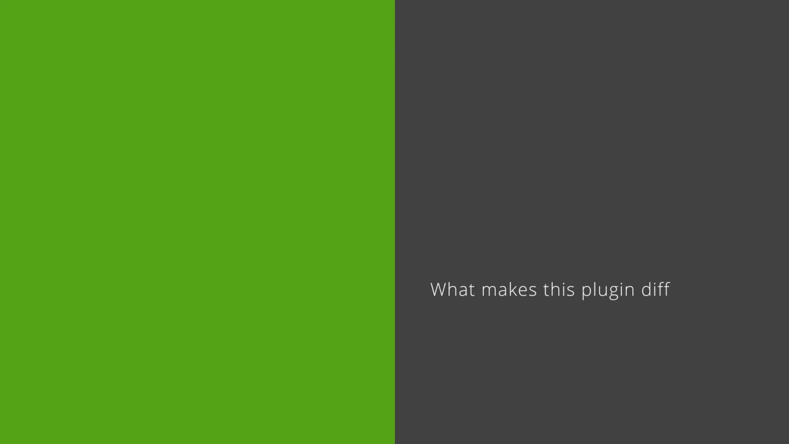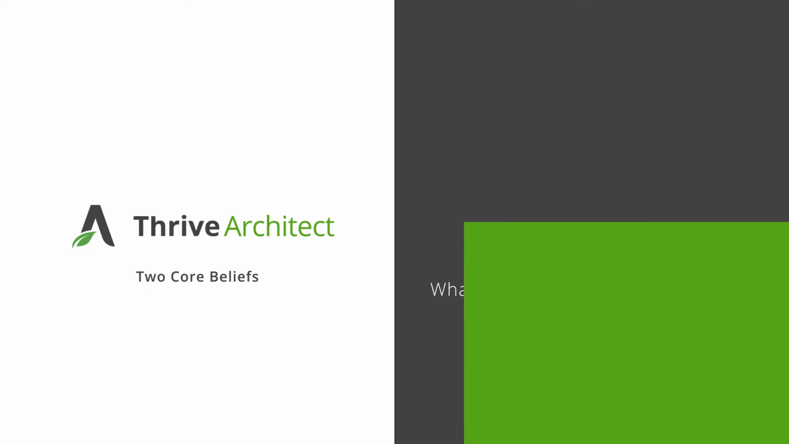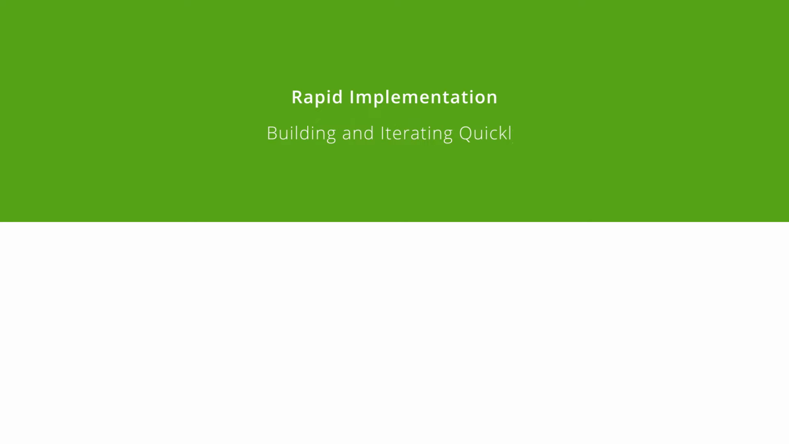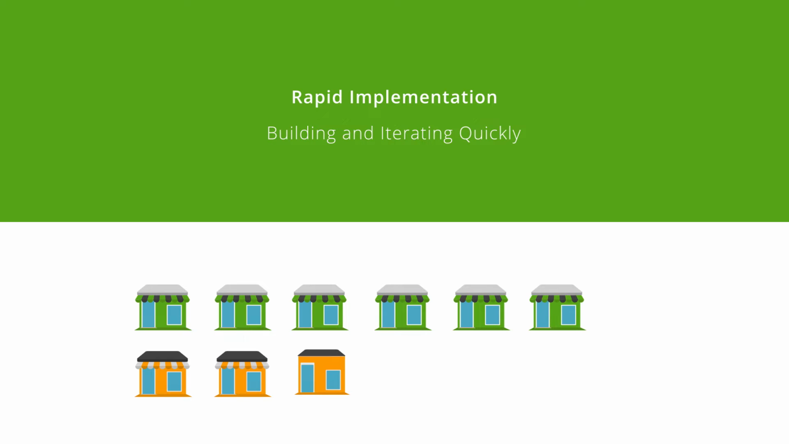So what makes this plugin different? Thrive Architect is built around 2 core beliefs. The beliefs in the importance of, number 1, rapid implementation, and number 2, a relentless marketing and conversion focus. Rapid implementation is about building and iterating quickly. We believe that you get an advantage by moving faster than your competition, and that's why a visual editor needs to speed up the work you do, not slow you down. We've looked at everything that gets in the way of you rapidly building the content, layout, and pages that you need, and we've streamlined all of the obstacles away.